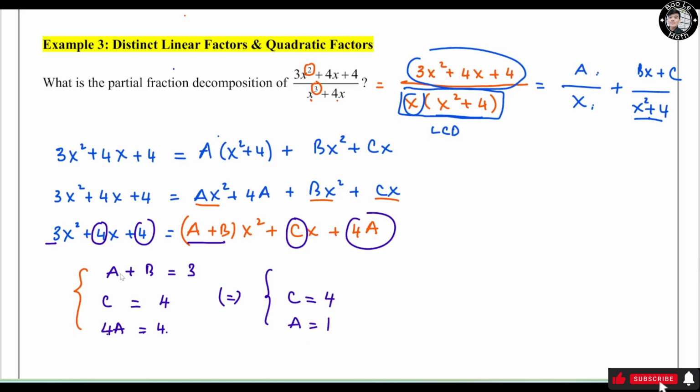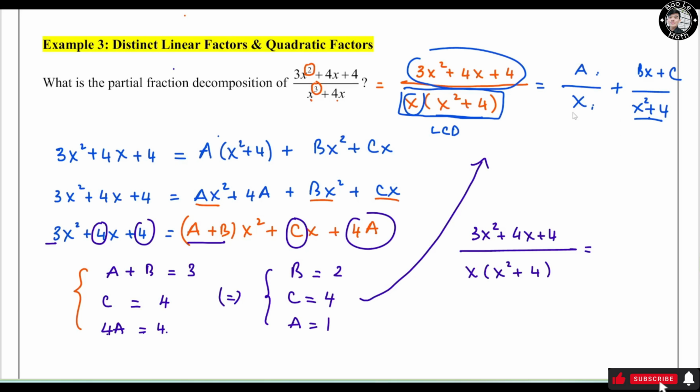Substitute 1 for a into the first one right here. I have b equals 2, right? So then I substitute this back over here. So I have the final answer. A over s, a equals 1. So it can be 1 over s plus (bs plus c) over... it's going to be 1 over s plus (2s plus 4) over (s squared plus 4). This one is the final answer, right?